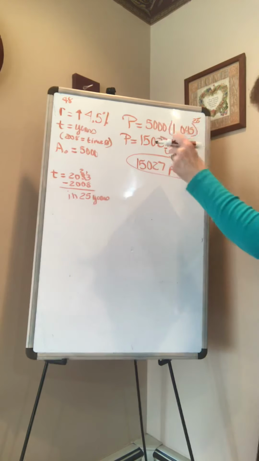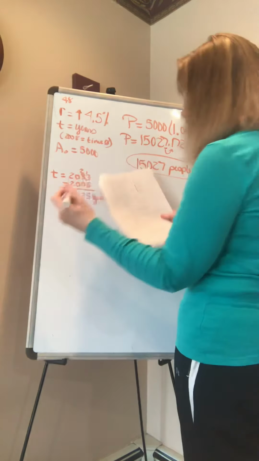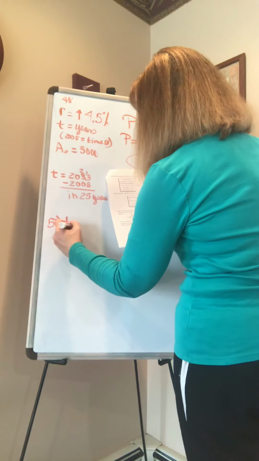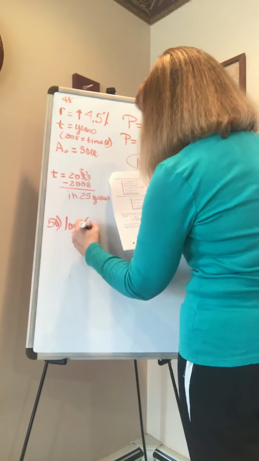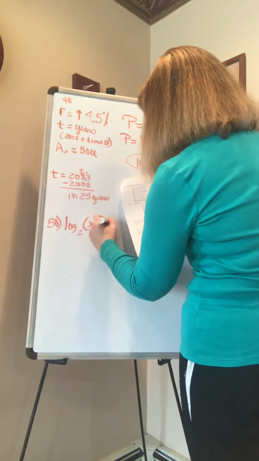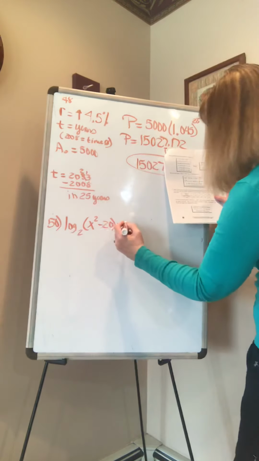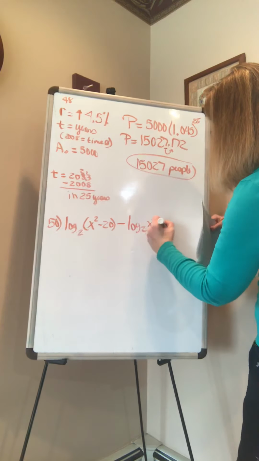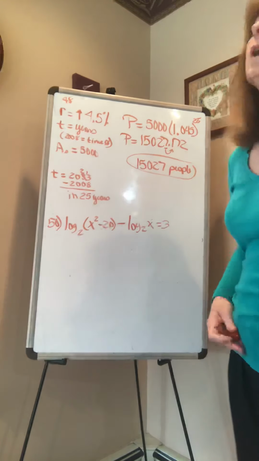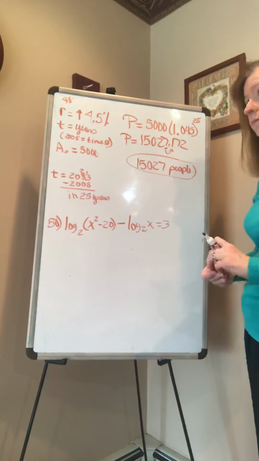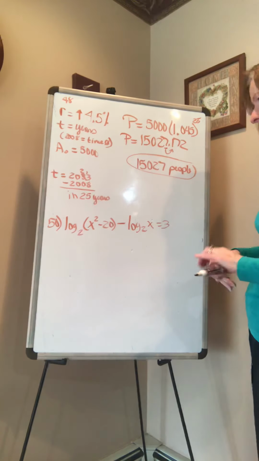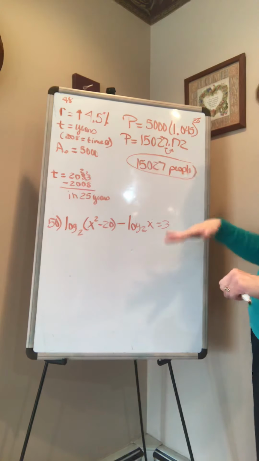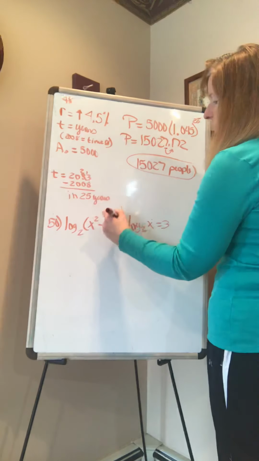Number 50, solving. And I have log base 2 of x squared minus 20 minus the log base 2 of x is equal to 3. Okay, so this was from our lesson 4 and lesson 5. Log laws. This was quotient.